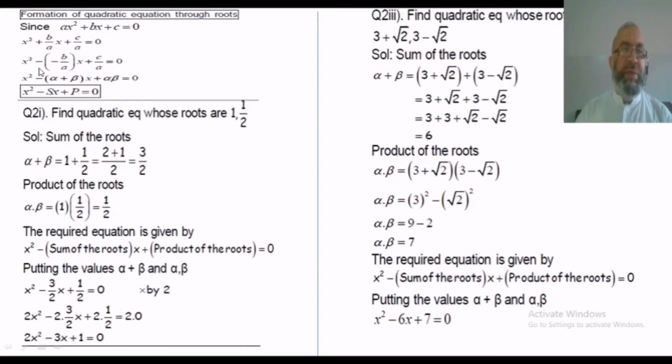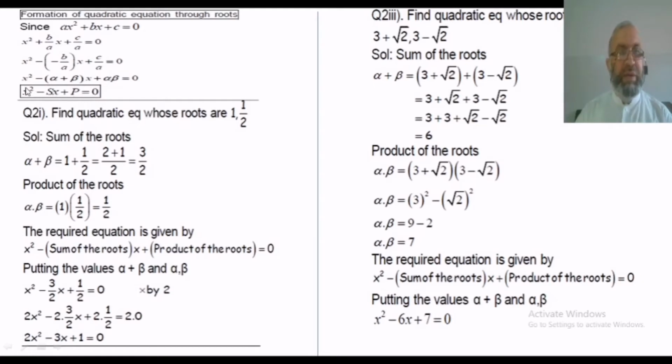This one, minus minus, again becomes positive b by a. Because the sum of the roots is minus b by a, we change this into the form: sum of the roots into x plus c by a, which is the product of the roots. Or we can write this as x square minus b by a, meaning the sum of the roots alpha plus beta, into x plus c by a, meaning the product of the roots alpha beta. Or the sum of the roots denoted by s, the product of the roots denoted by p.